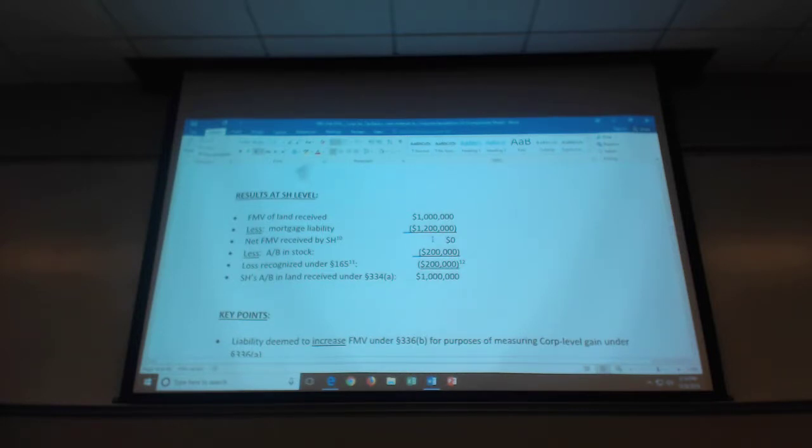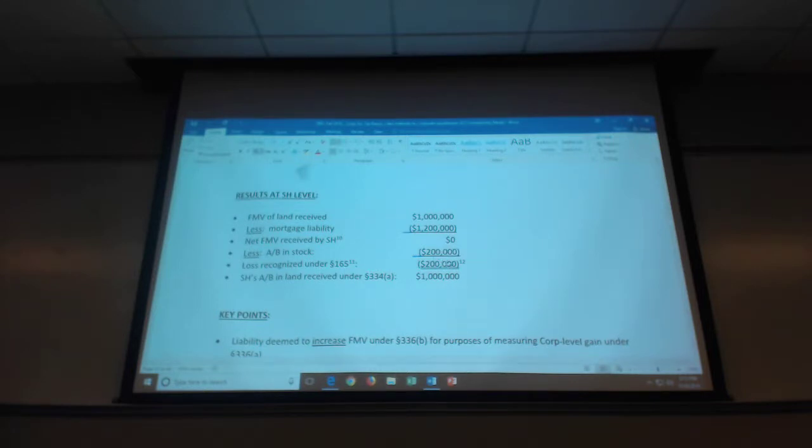$200,000, and I had a basis to begin with of $200,000 in my stock. Shouldn't I be entitled to a $400,000 loss rather than a $200,000 loss? But the answer is no, because with this fact pattern of a non-recourse liability, the shareholder is treated as if he or she got nothing. But because there's a $200,000 basis in his stock, there's a loss recognized. And again, this kind of gets tricky.